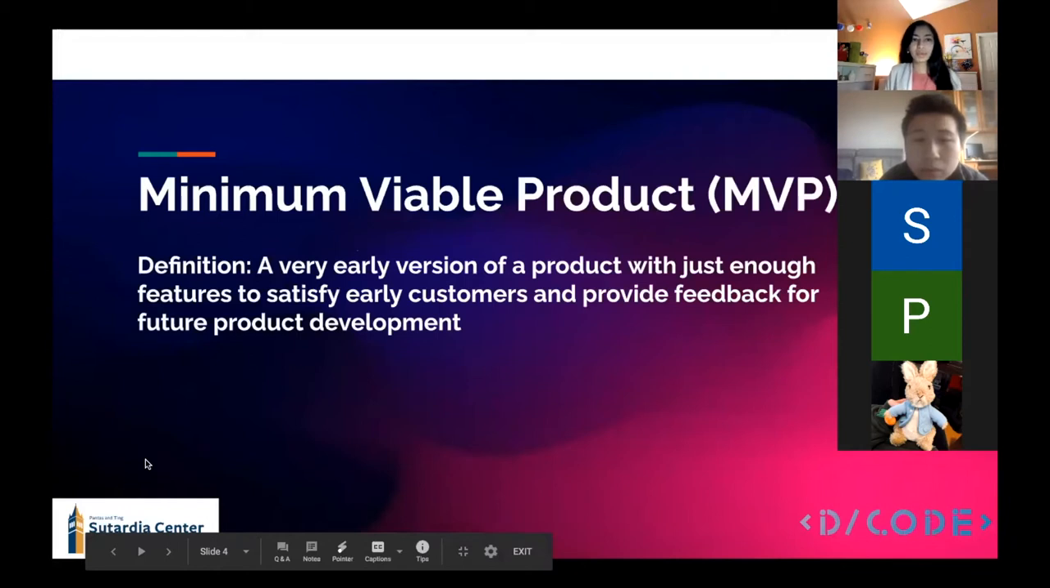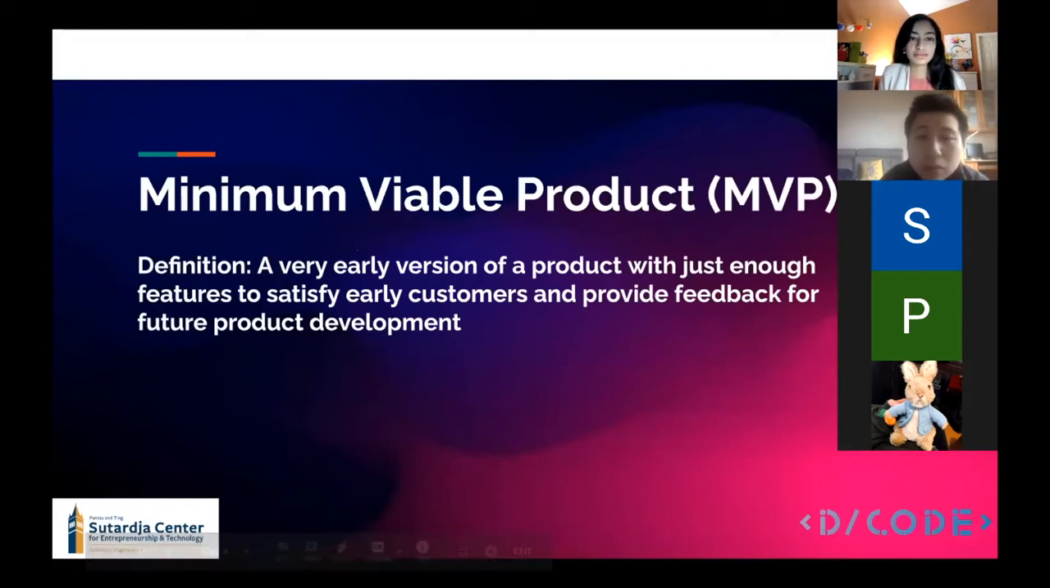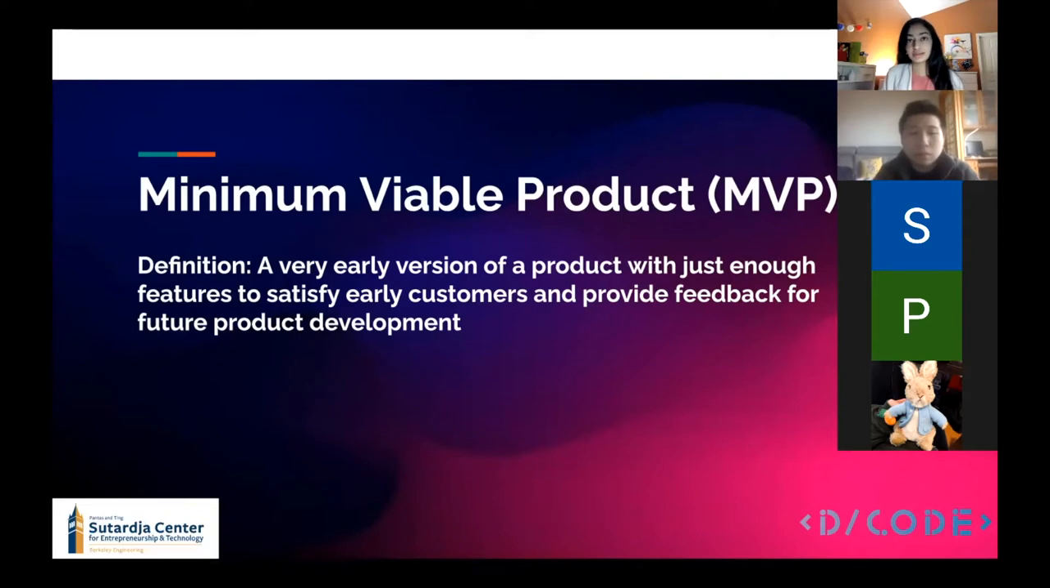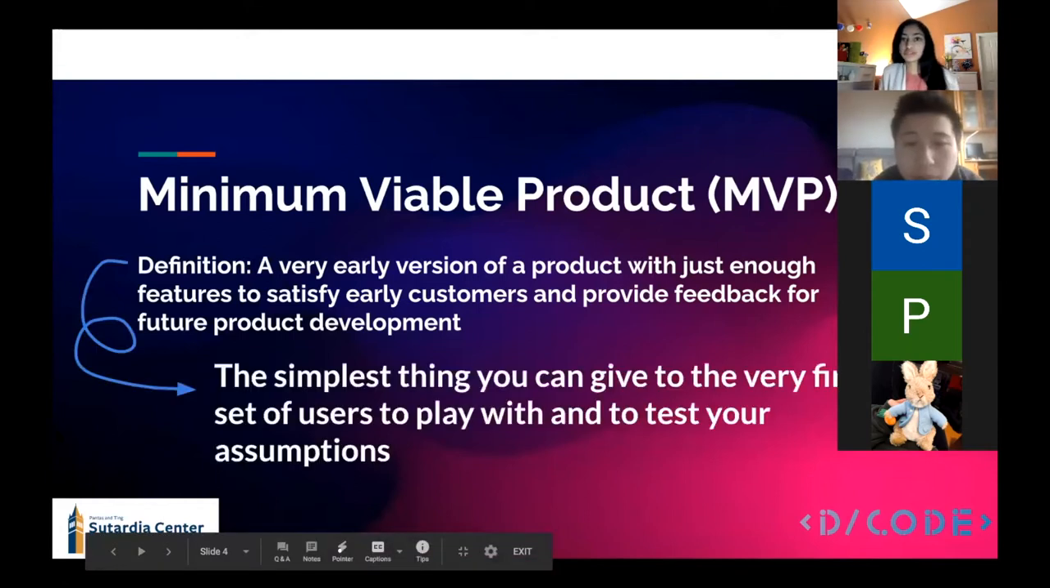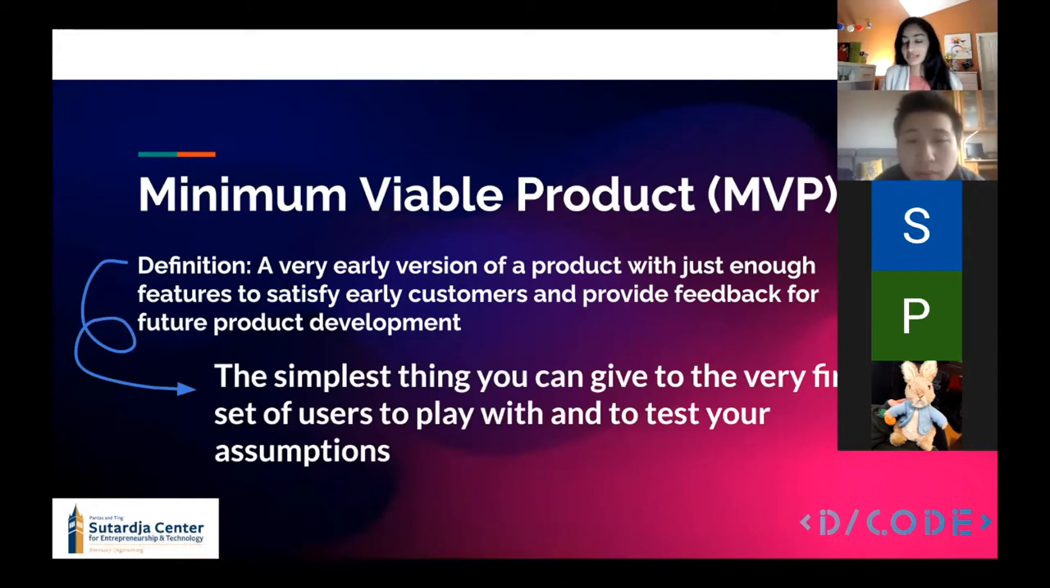All right, so what is MVP? Well, that's minimum viable product, and it's a product or service with the very basic functionality, and it's basic enough to provide early customers with value. And the pro of having this concept is so that you can receive feedback from your early customers as soon as possible and improve your product. And in other words, it's the simplest thing you can do for your products so that they can test your assumptions.